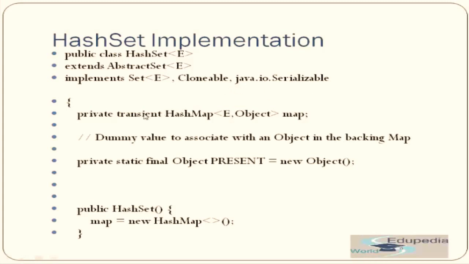After that, inside the class we have a private transient HashMap. This HashMap takes E, which is the same type we declare for the HashSet, and also an Object. And this is a map. So inside the Set class, we have a HashMap declared as private and transient, whose key is of type E, the same type where you declared the HashSet, and whose value is an Object, because a HashMap takes everything in the form of a key and value.